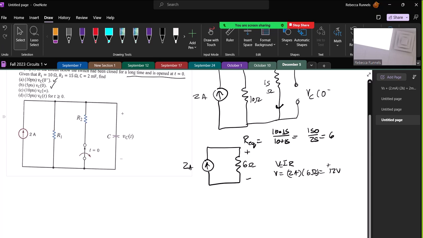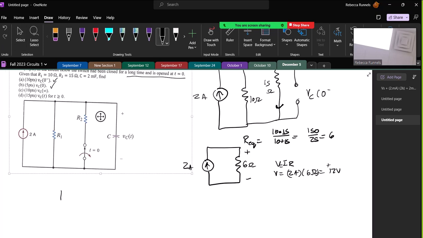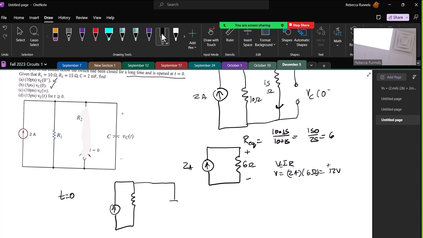Now we want VC at infinity. So I'm going to redraw the circuit at t equals 0, and then we'll extend that to infinity in a minute. We're going to open this switch right here, and when we open that switch, this middle branch becomes irrelevant. And so we have a circuit that looks like this. This is 2 amps. This is R1, which is 10 ohms.